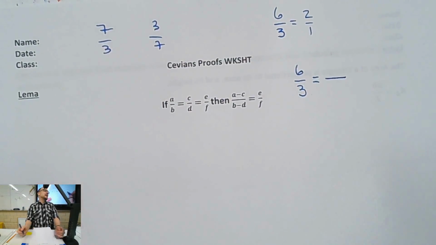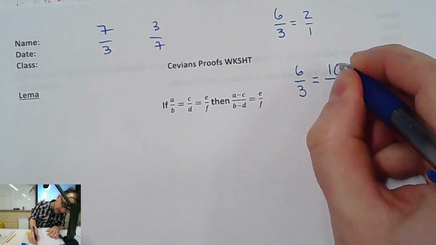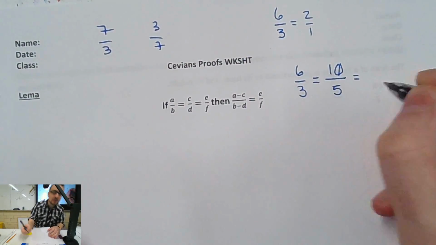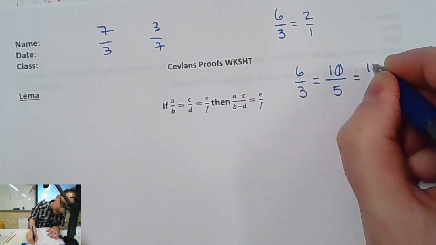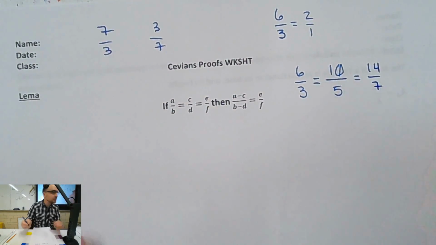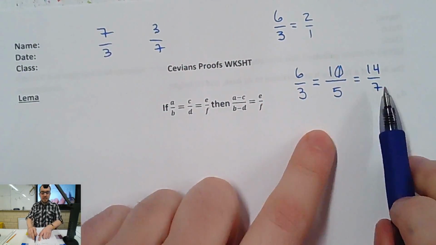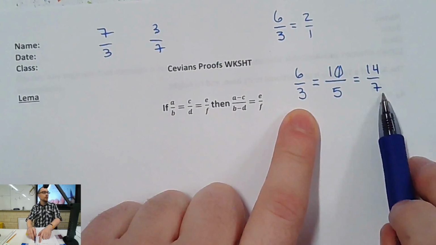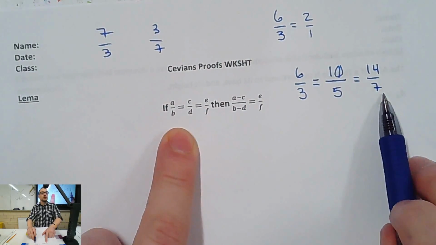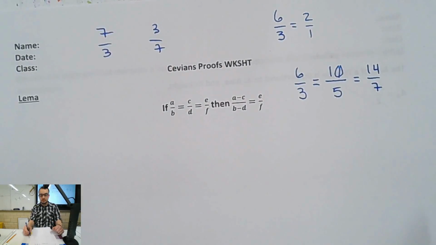Well, I could use 6 and 3 again, but that wouldn't be very interesting. I can do 10 and 5, because they relate by double. What other numbers can I use? 14 and 7. Ooh, 14 and 7. We're getting creative in this class. All right, so those are my numbers for A, B, C, D, E, F. Is this true? Yeah, 2/1, 2/1, 2/1. They are all proportional. They all have the same relationship.